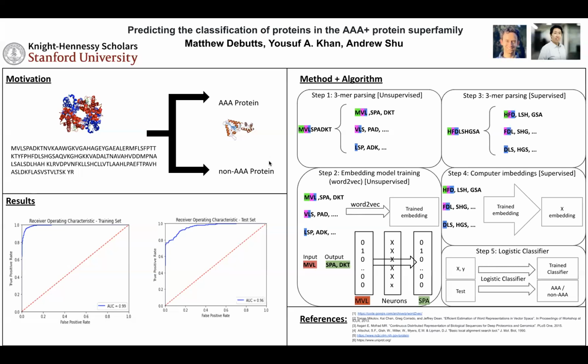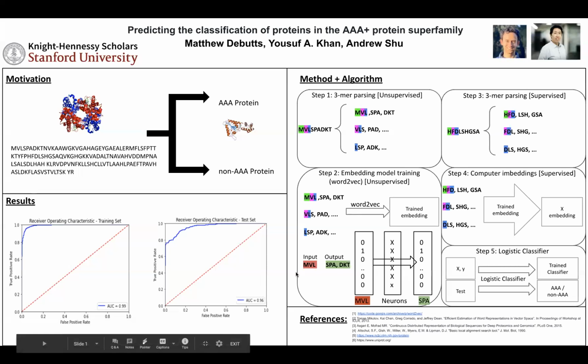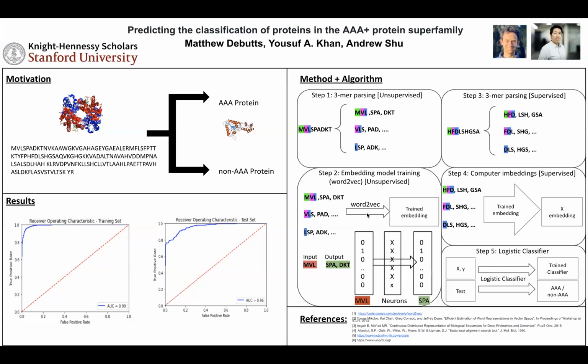Our methodology included both an unsupervised set of algorithms and a supervised set of learning algorithms. The precursor to either of those items is the three-mer parsing algorithm, in which you take a sequence and parse it into a sequence of three-mers. And you would actually get, for each of the sequences, three separate catalogs of three-mer sequencing as shown in step 1 and step 3.